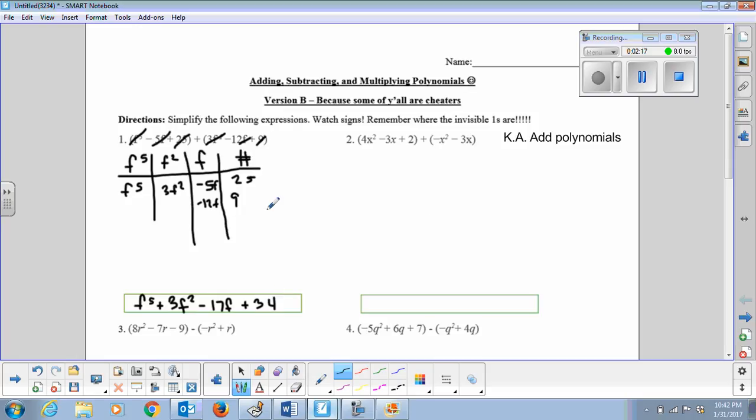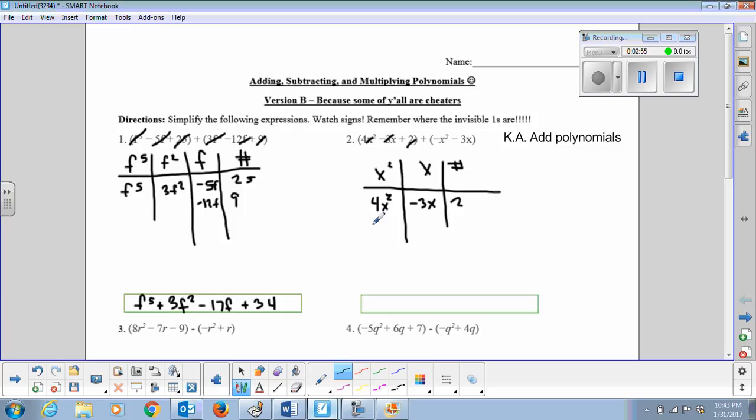For the second one, our groups are x squared. We have x, and we have regular numbers. I saw a lot of y'all trying to multiply and do stuff up here. When we have plus between those parentheses, we are not multiplying. So filling this in, we have 4x squared. We have negative 3x and positive 2. So that's everything from my first set of parentheses.